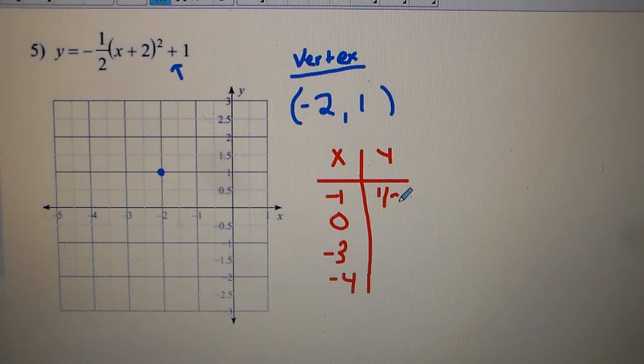So it's okay to have fractions or decimals. 1/2 is the same thing as 0.5. So when x is negative 1, y is a half. So negative 1, a half. We put a dot there.